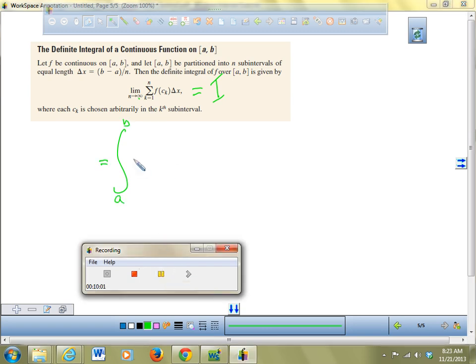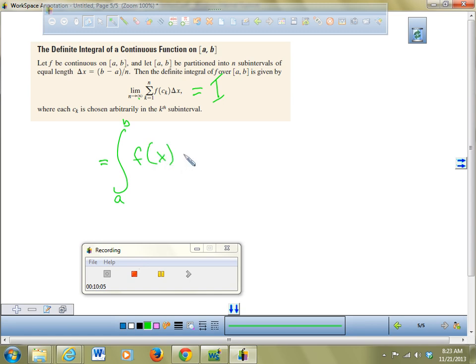The integral from a to b of f of x dx. Yes, this is the definite integral. So this is the definition, more or less, of this. When you're doing an integral, this has a name, this is called the integrand. Just so you know what they're talking about.